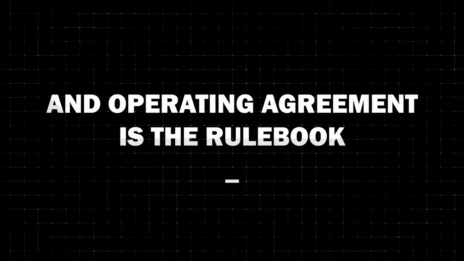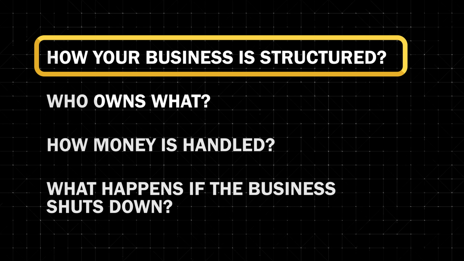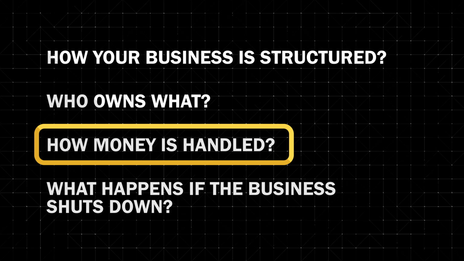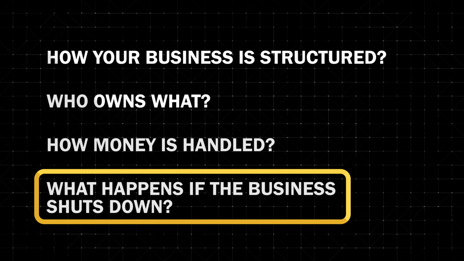An operating agreement is the rule book for your LLC. It outlines how your business is structured, who owns what, how money is handled, and what happens if someone leaves or the business shuts down. Even if your state does not require one, and actually most states do not require it, you definitely still want one. If you don't create your own rules, your state's default laws will kick in. This means that the government could decide how your assets are split or even how your business operates during a dispute, and you do not want that to happen.